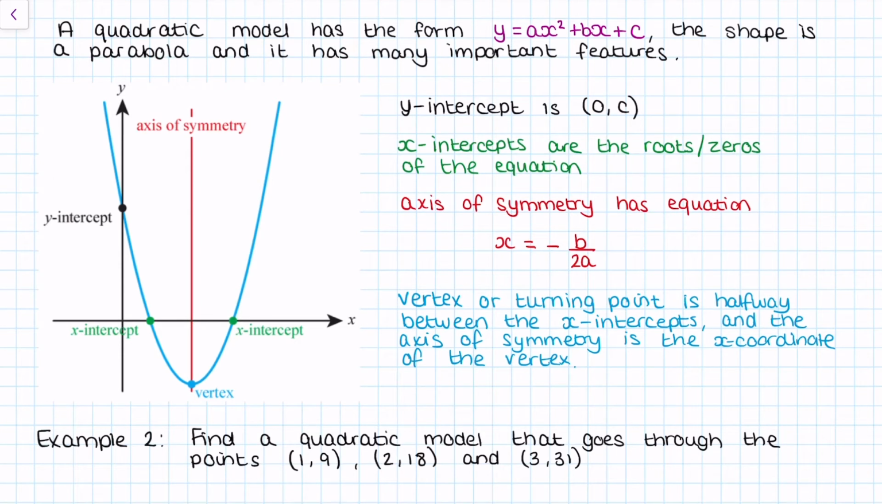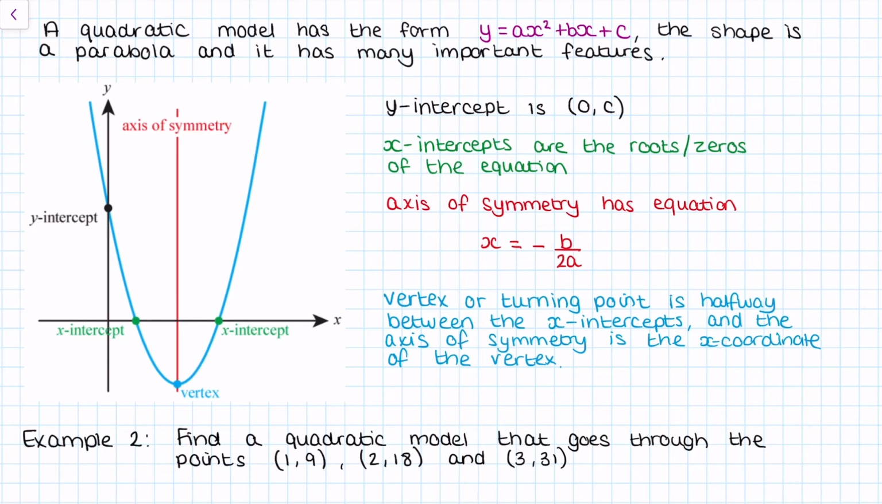So here we have a diagram of a quadratic with the important points labelled. So first of all is the y-intercept, which is at (0, c). So in the equation, that c is the constant that's added to the end. I'm just going to circle that in red right now. So that value there is the y-intercept.